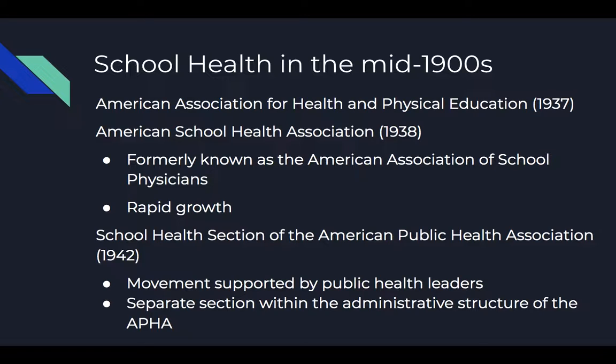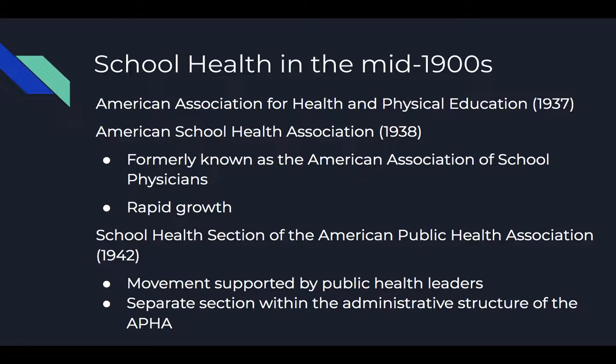In looking at school health during the mid-1900s, there are three major developments that can be seen. The first development we are going to focus on is the official recognition of school health education. School health education, which had been previously associated with physical education, received official recognition in 1937. This occurred when the American Physical Education Association became the American Association for Health and Physical Education.